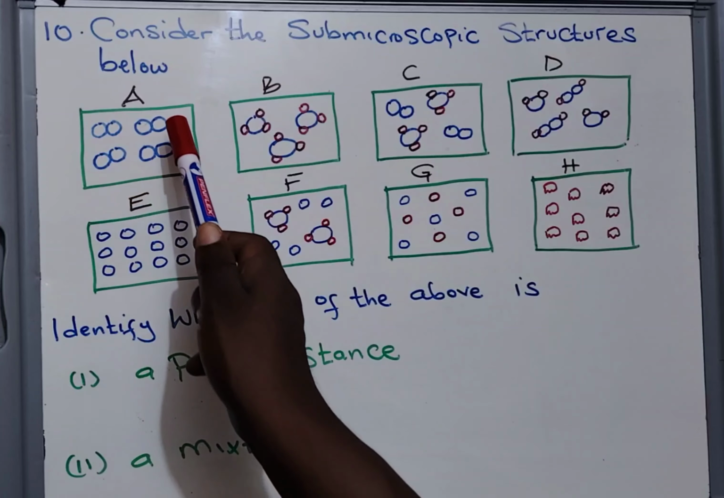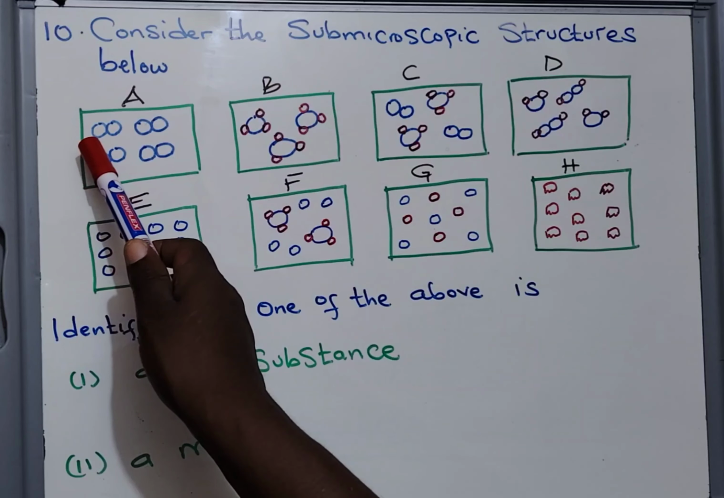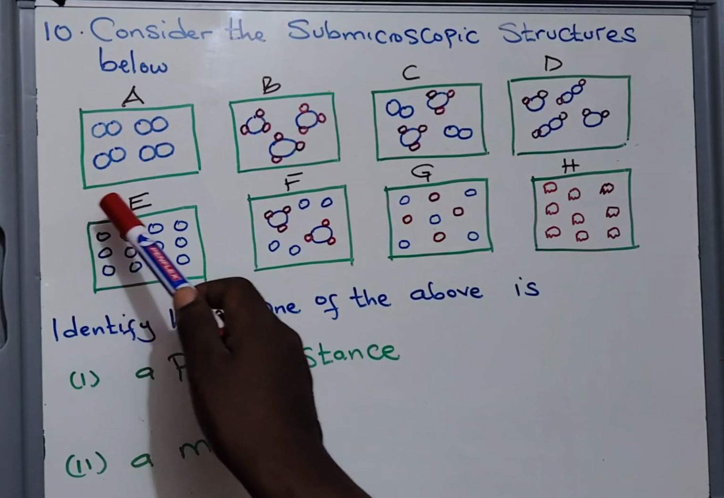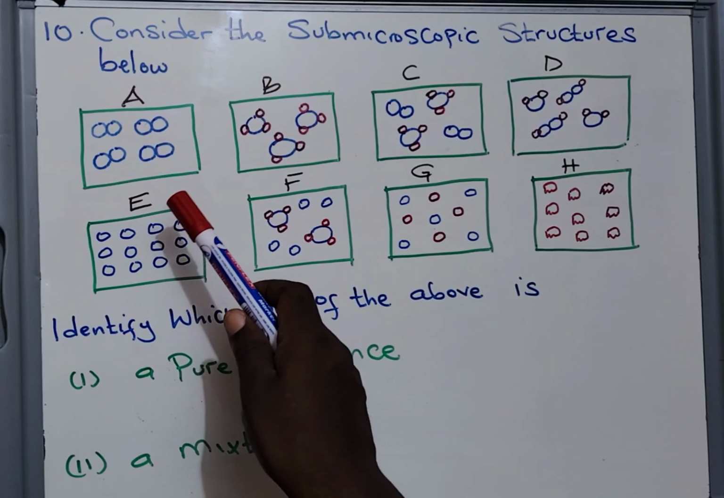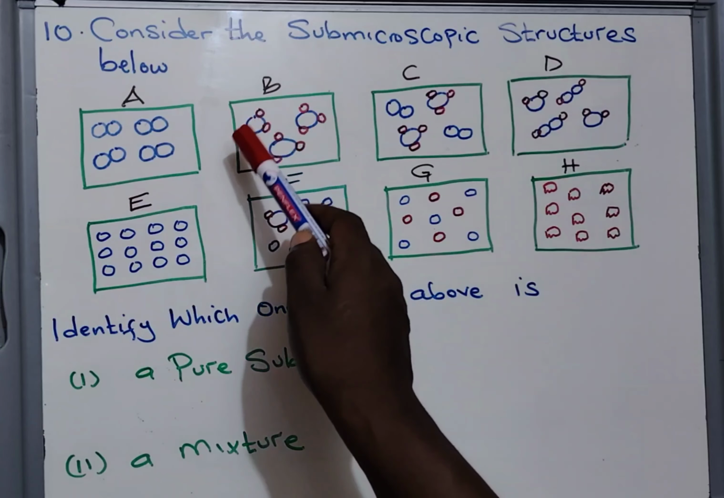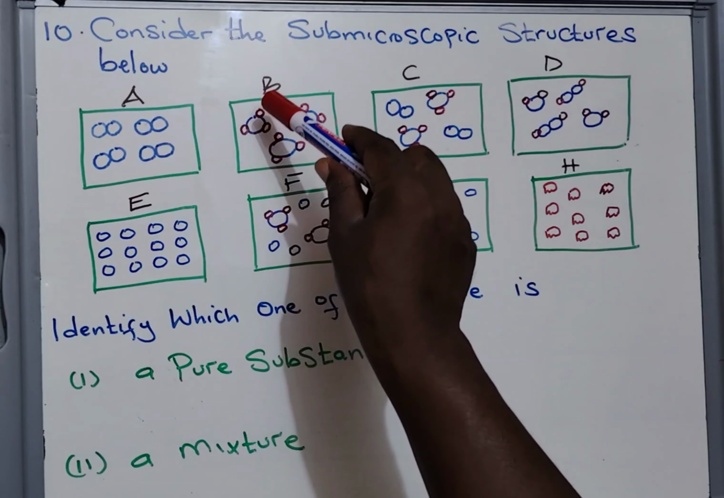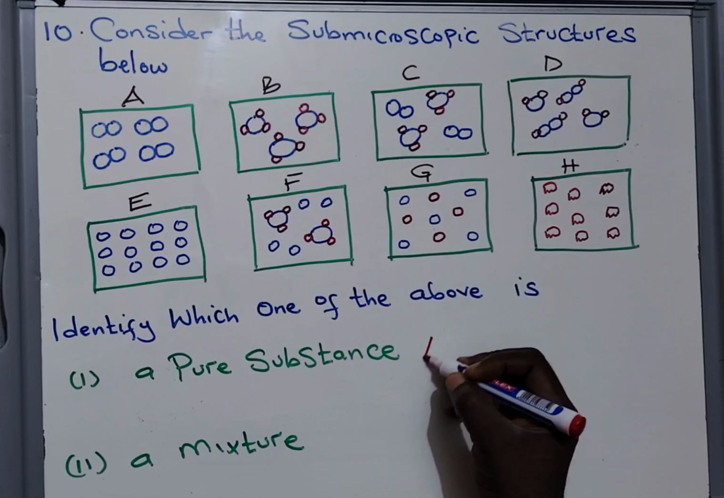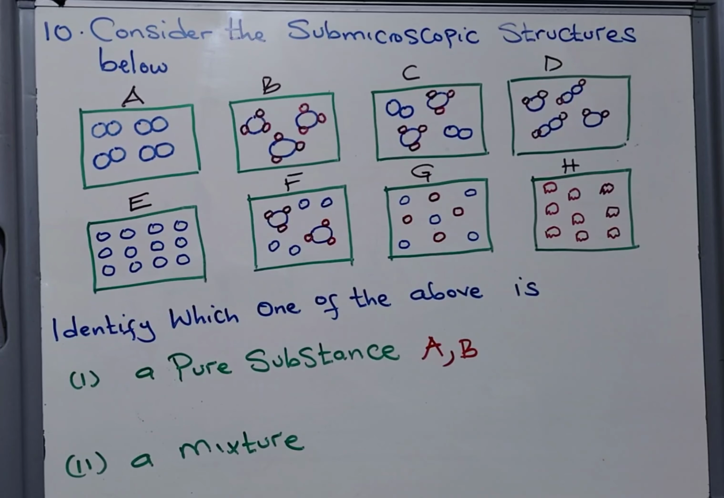A is made up of the same kind of atoms, but paired. So it's made up of paired atoms. So it's pure. It doesn't have anything else. B is made up of these molecules, one central plus 3 attachments. It's also pure. So here we have A, we have B. So let's go to C.